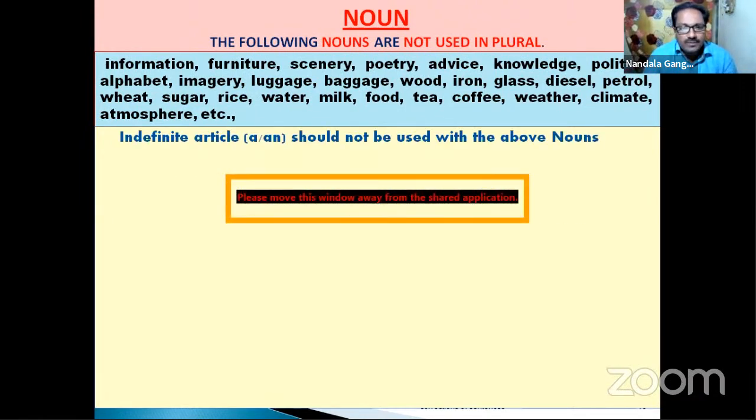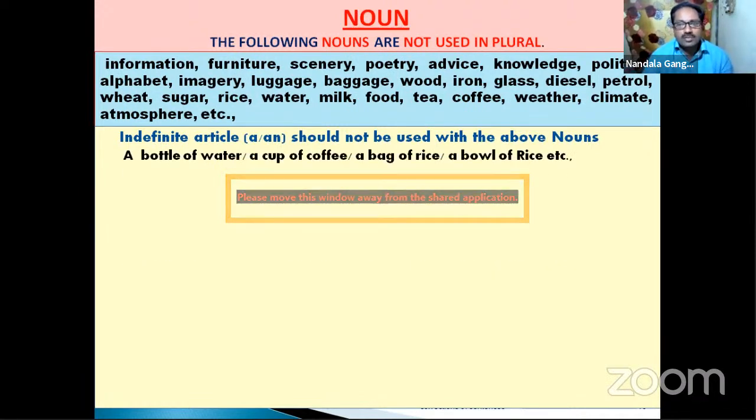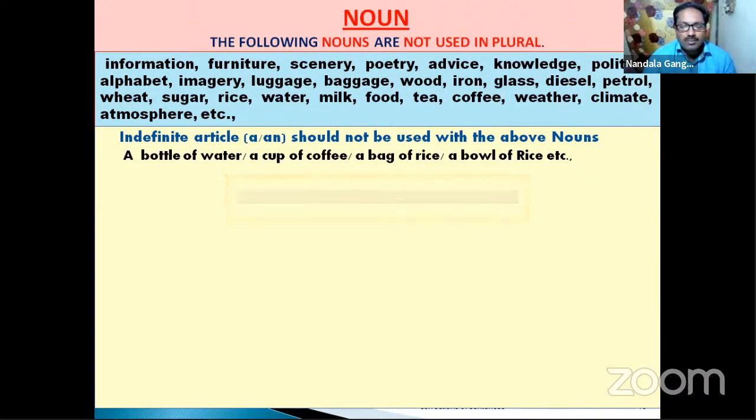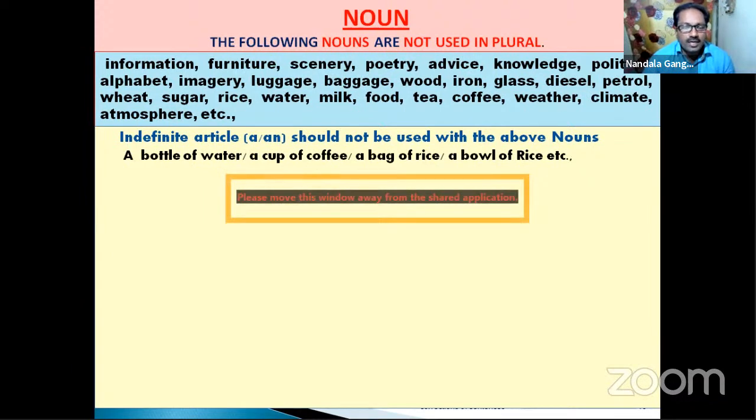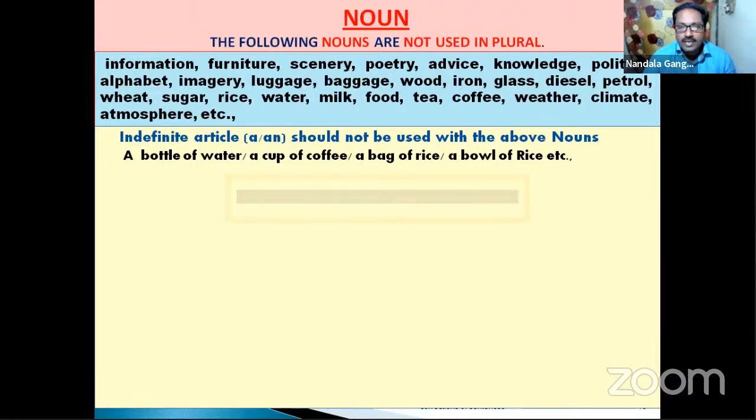Before these nouns, the indefinite articles a and an should not be used, because we can't count them. Abstract nouns, material nouns, and sometimes collective nouns can't be counted. If you want to use an indefinite article before them, we have to take a quantity of the material. For example, we can't say a water, but we can say a bottle of water, because the quantity of water is taken in the bottle. So we can say a bottle of water, a cup of coffee, a bag of rice, a bowl of rice, but not a rice.